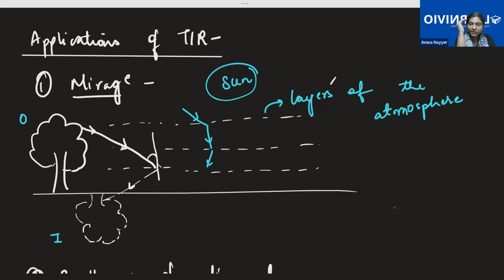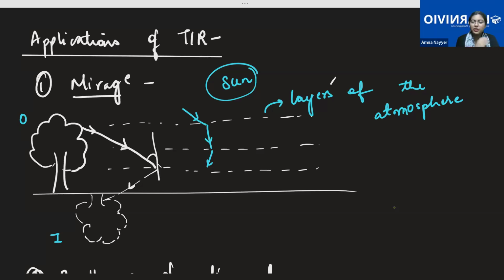So what happens basically, there are various layers of atmosphere, and every layer has a slightly different refractive index from the others. As a result, when the light ray enters one of the layers, it keeps on getting refracted, and eventually total internal reflection occurs when the critical angle is crossed. So without any glass, spherical mirror, or lens, a reflection of the object is formed, which is known as mirage formation.